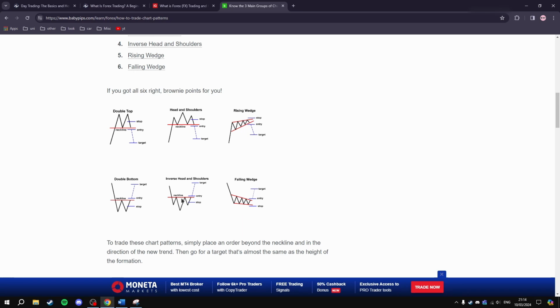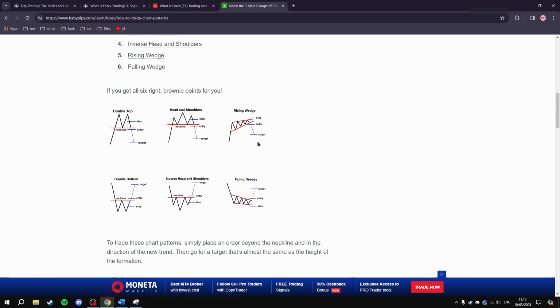With the inverse one, the trend is going to go upwards, so you place an entry order above the red line and a stop loss order below the red line, and then you set your target pretty much the same length as whatever that bit there is.